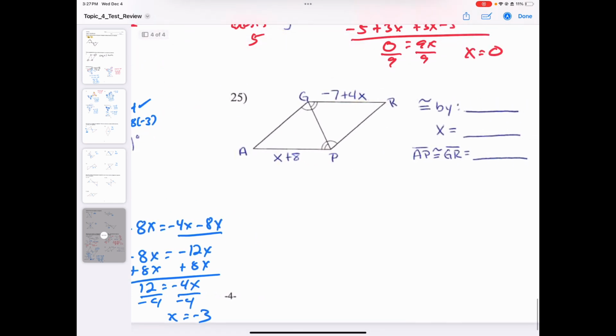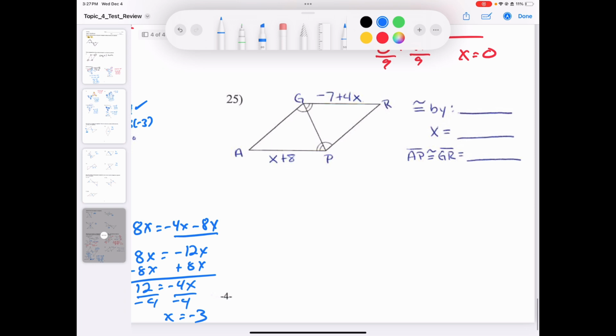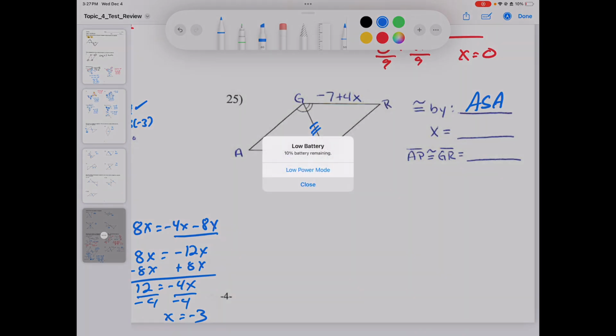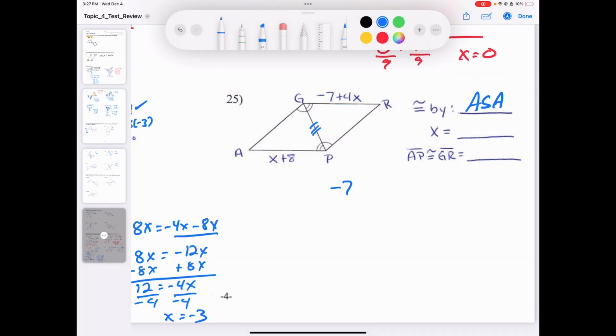And the last one, mark our congruent side that they share. So that gives us angle, side, angle. -7 plus 4x is equal to x plus 8. I'm going to go ahead and subtract x and add 7. So 3x equals 15. X is equal to 5.